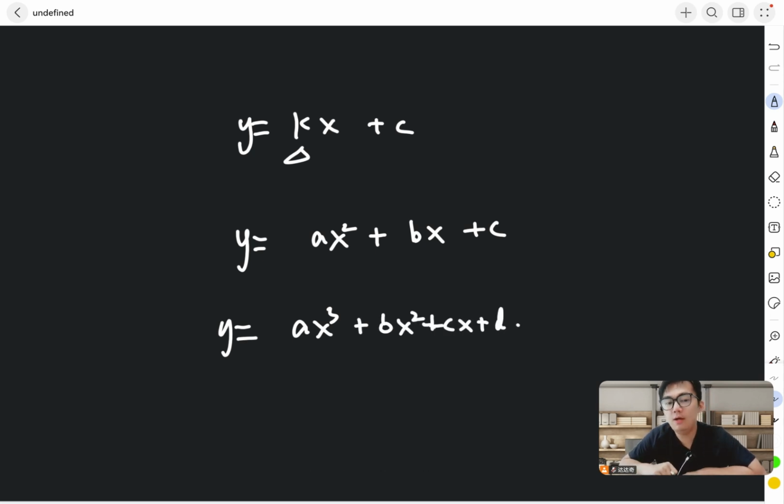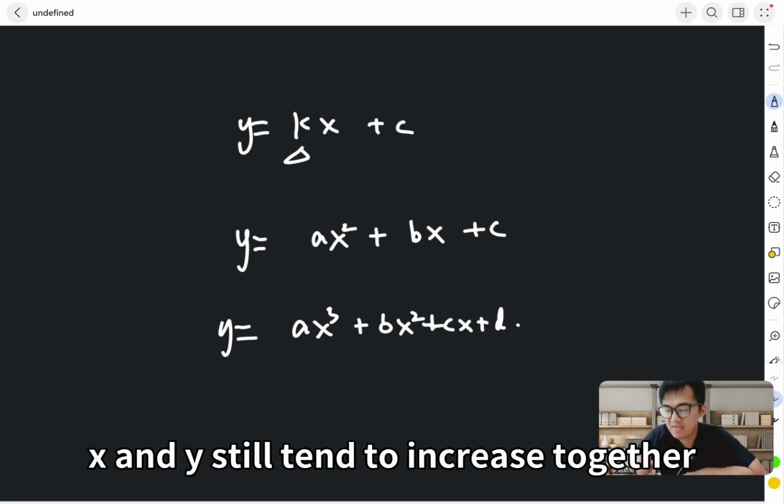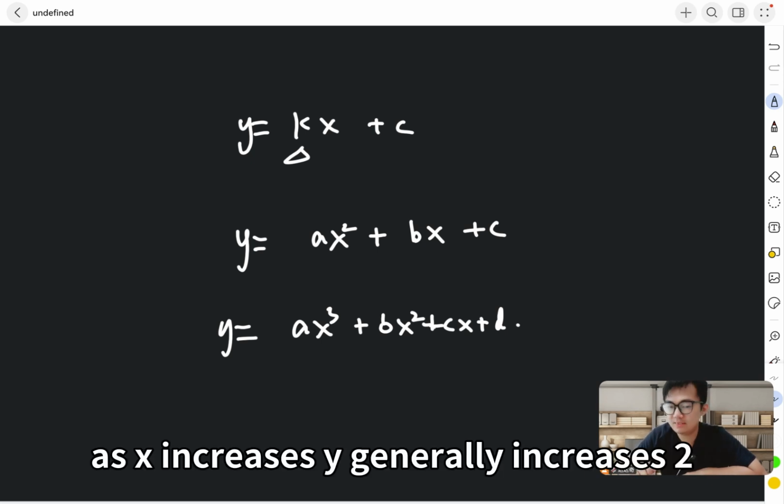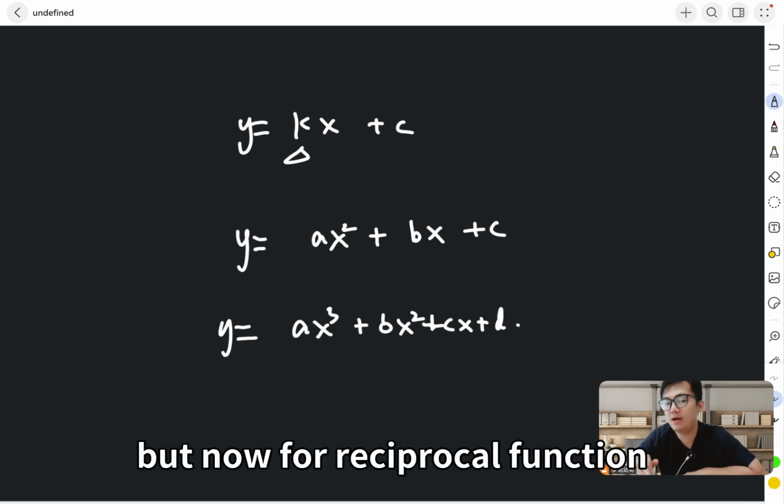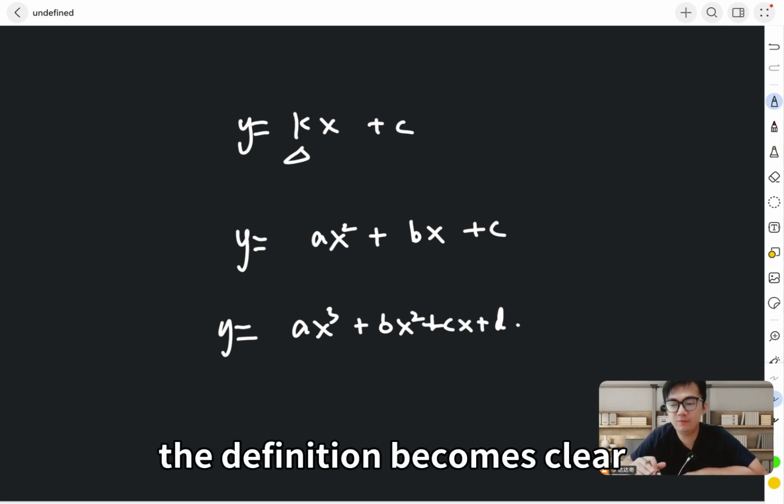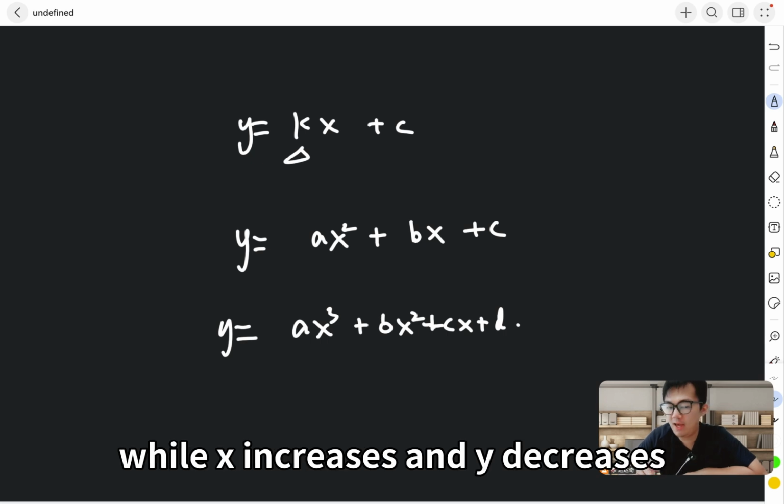But overall, x and y still tend to increase together. As x increases, y generally increases too. But now, for a reciprocal function, the definition becomes clear: when x increases, y decreases.